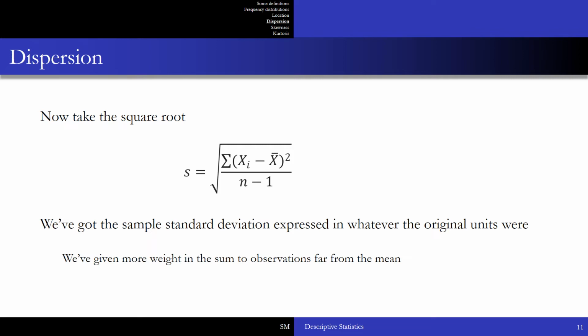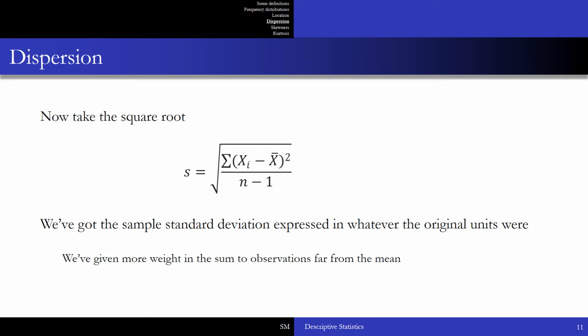Now, in the final step, just take the square root. What we've got is the sample standard deviation. It's by convention denoted by small Roman s. We've got the sample deviation, and it's expressed in whatever the original units were. That is the effect of taking the square root.